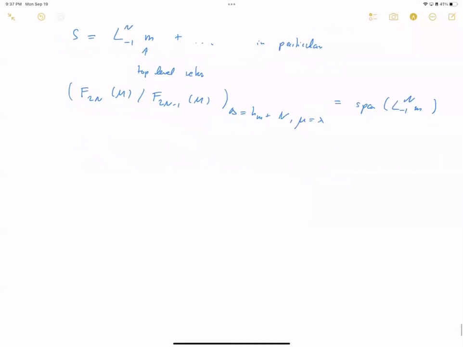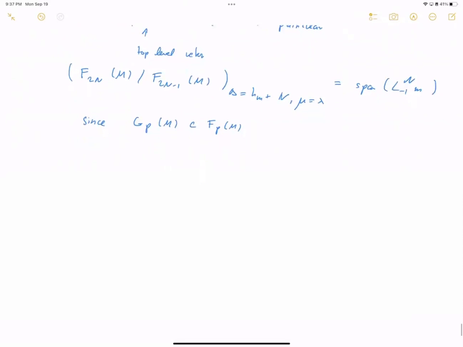Right? But now what do we have here? We know our other filtration, the filtration that describes super Virasoro. We have G_p inside F_p. So in particular, if I don't quotient by F to n minus 1, but just by G to n minus 1, I get something larger, right? But whatever this larger thing is, L minus 1 to the n is still in there.